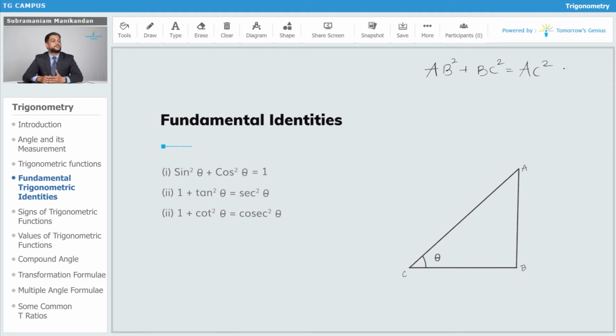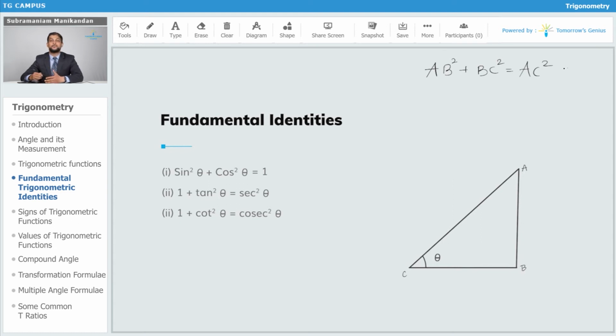So basically the fundamental trigonometric identities are obtained by first applying the Pythagoras theorem and dividing by AC square to obtain the first one, dividing by AB square to obtain the second identity, which is sec square theta is equal to 1 plus tan square theta, and by dividing by BC square from both sides, we get cosec square theta is equal to 1 plus cot square theta. So these are the three most important identities in trigonometry, and since we have learnt it last year, it should not be difficult to remember.